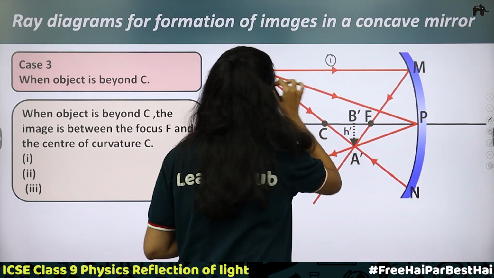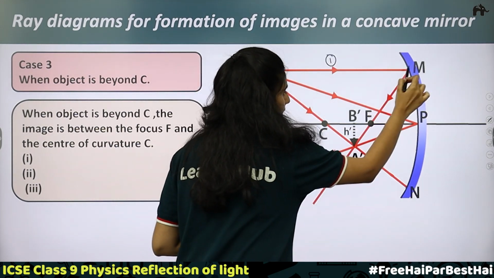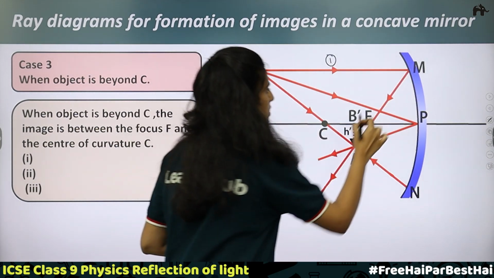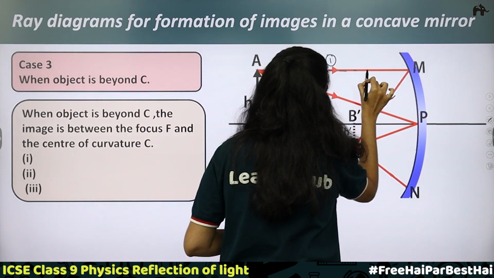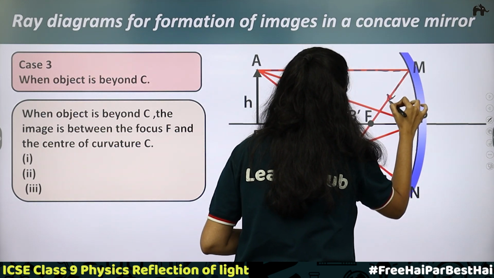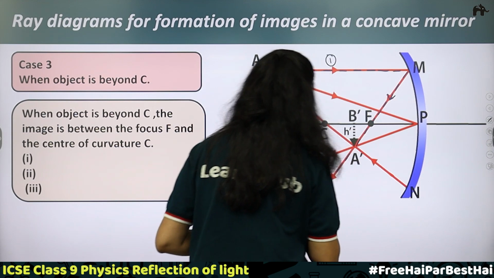What is happening at this M, the point of incidence? After reflection, we know a parallel light ray will pass through the focus. So this is the reflected ray. The parallel light ray's reflected ray you can see. So the first light ray that we consider is this one. It is passing through the focus.